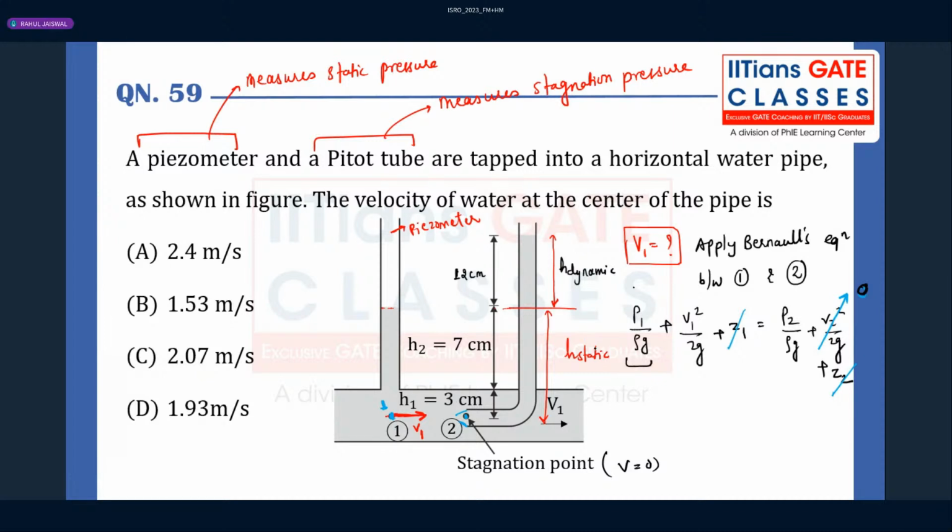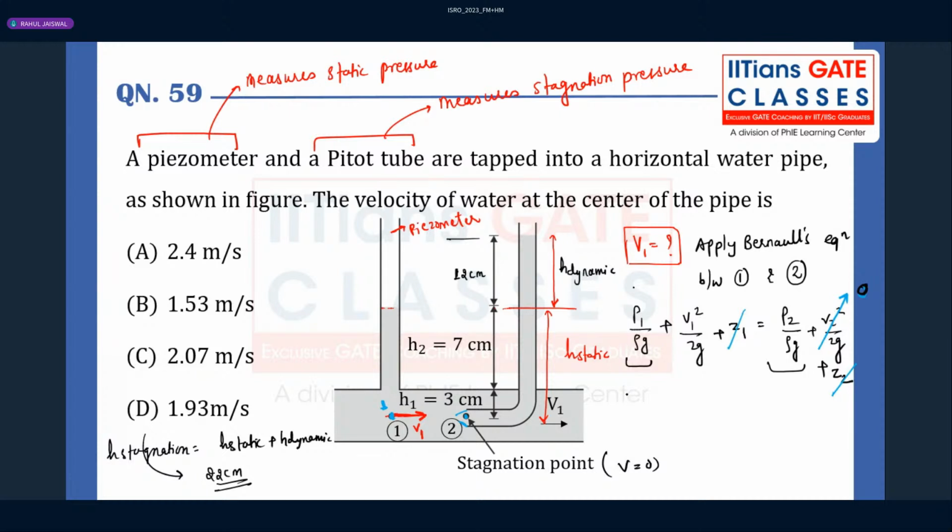What is the P1 by rho g? That is the static pressure head. What is the P2 by rho g? That is the stagnation pressure head. Stagnation pressure head will be static plus dynamic, the total height from here to here. What is the stagnation pressure head value? The value will be 12 plus 10, that is 22 centimeter. That is the stagnation pressure head.